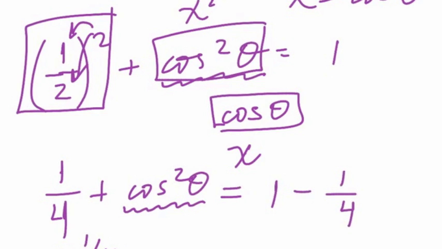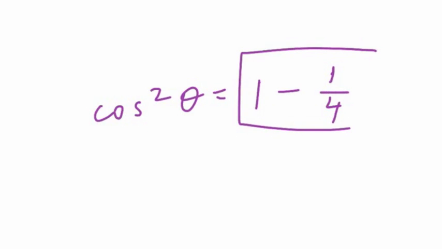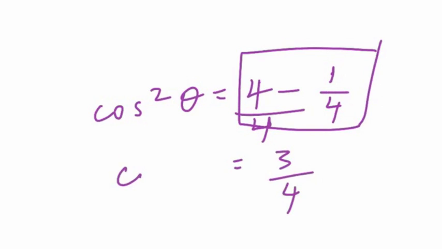When we do that, we get cosine squared theta equals 1 minus 1/4. If you're a pro at fractions, you can just look at that and say, I've got 1, I'm taking away 1/4, that means I've got 3/4 left. Some of you that are a little more shaky on fractions are going to need to make a common denominator, write 1 as 4/4, and then just subtract. In either case, you're going to get 3/4 equals cosine squared theta.